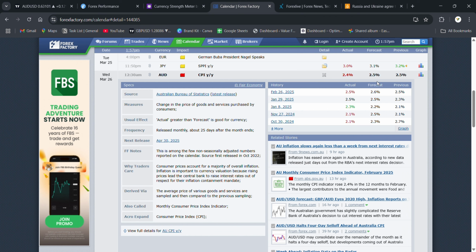Now if you look over here, you see what it measures and its effect on the asset class. The CPI measures the change in the price of goods and services purchased by consumers. So actual greater than forecast is good for a currency, meaning more strength will go into the currency. But in this case, what came out was lower than what was forecasted, showing some sort of weakness. So now that we see this, I'm expecting more sell-offs of the AUD.